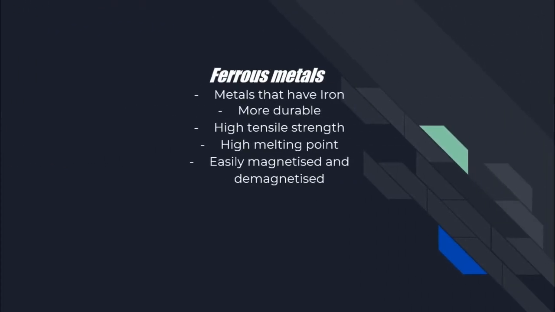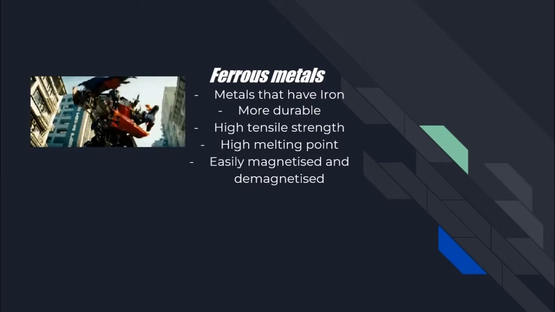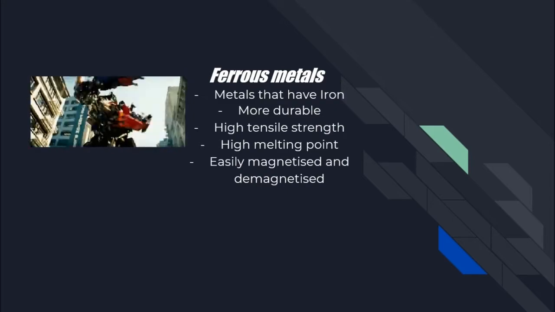The physical characteristics of ferrous metals. They have physical differences between the two metals. Ferrous metals are more durable. They have high tensile strength and are more commonly used in construction than non-ferrous metals for this reason. Ferrous metals also have high melting points.